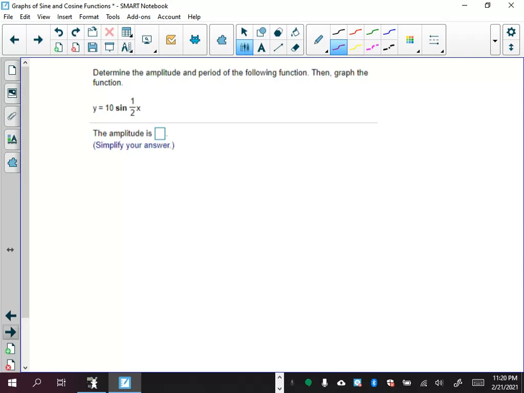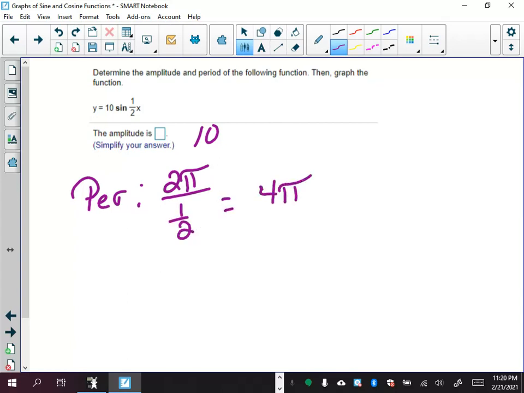So we're going to determine the amplitude and period of the following, and then we're going to graph it. So this one's going to be kind of a little interesting. This is actually one of your first graphing ones that you're going to have to do here. So the first thing we need to do is find our period and the amplitude. Amplitude, again, is the absolute value of that 10. That's just a 10. Your period is 2 pi over 1/2, so it is 4 pi. So that's going to be the first part.